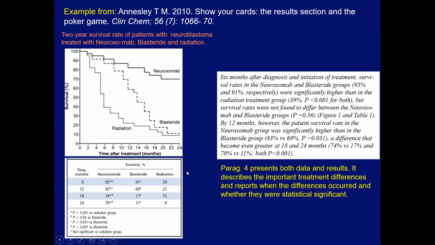So those are examples of which one represents just the data, or just the results, or you can do both together, which is the favorable one, both data and results.